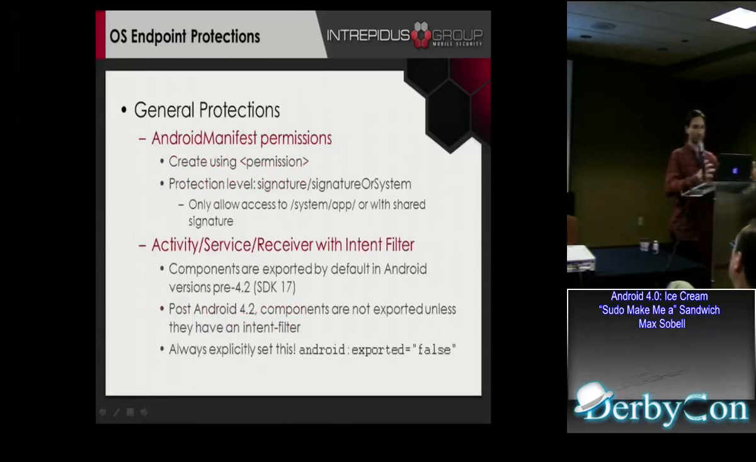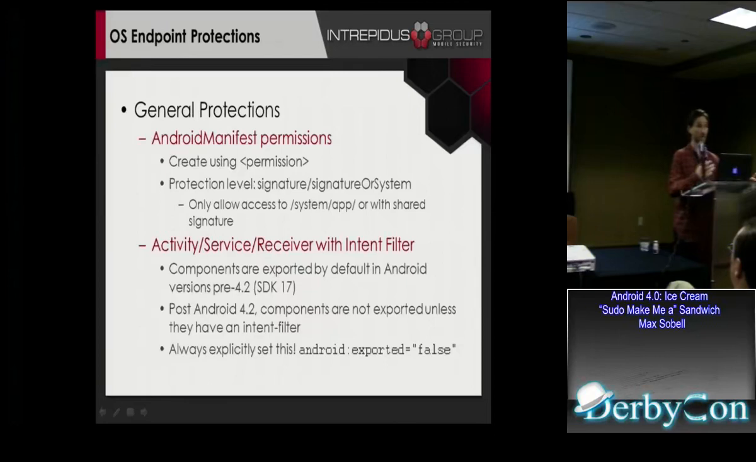So there are some general protections to protect these endpoints. There's Android manifest permissions. So you can create custom permissions in Android. When you create them, they should be in your namespace, and ideally they're protected with a signature type permission. So there's signature and signatureOrSystem. Signature means that only applications which share a signer with the creator of the permission will be granted that permission. And signatureOrSystem just expands it also to /system/app, which is all the pre-installed applications.